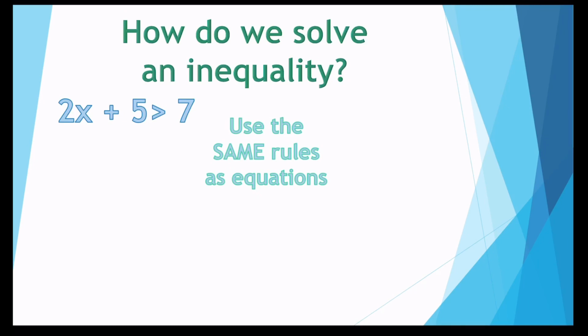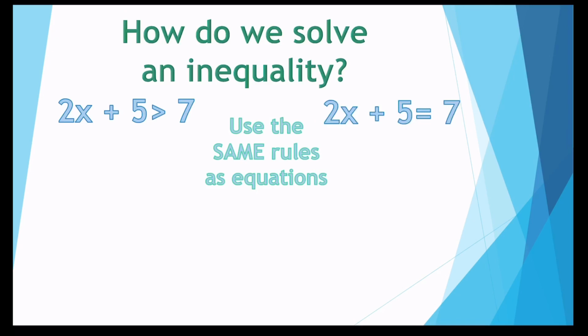We're going to solve them and use the same exact rules we used last week with solving equations. So if you take a look, our problem on the left is an inequality. Our problem on the right is an equation. The difference between the two is our equal sign or our inequality symbol. So our same rules of isolating the variable apply.